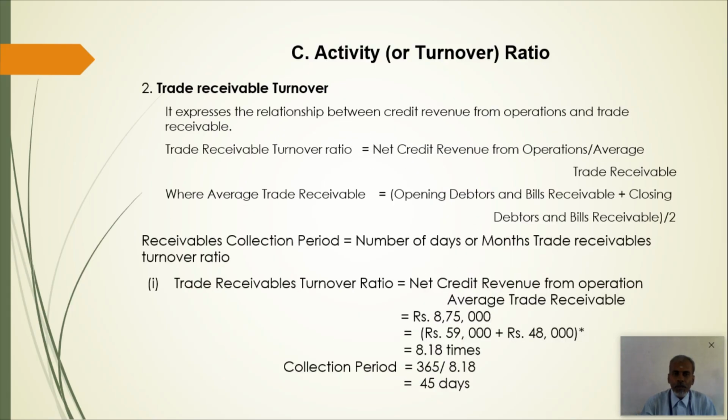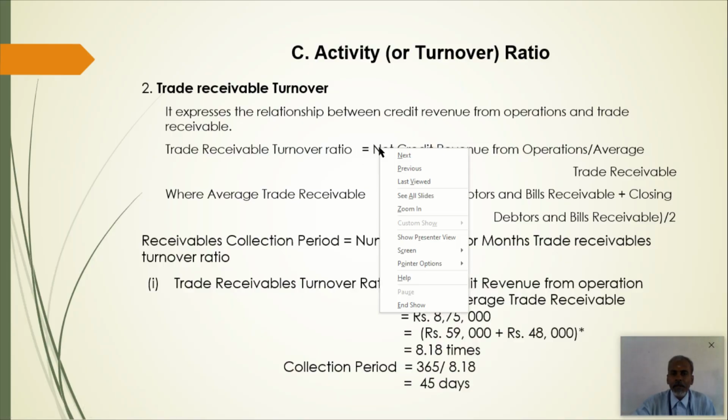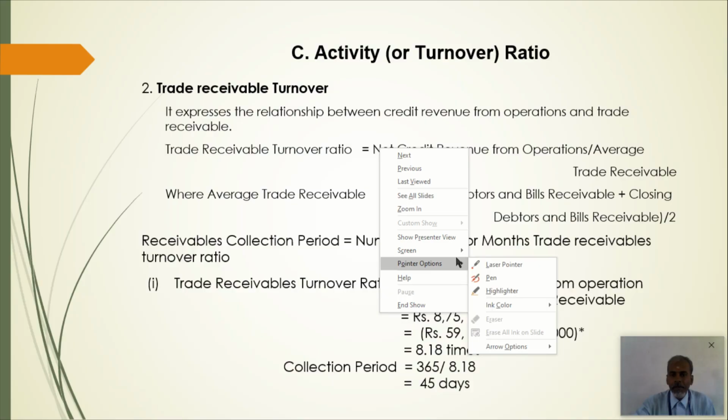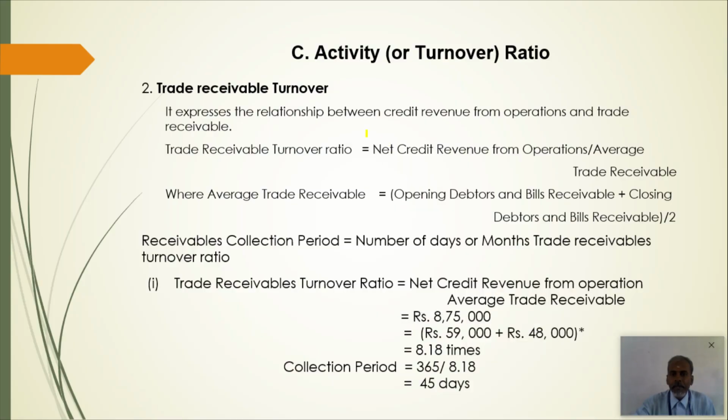We'll move to the next ratio, trade receivables turnover, or you can call it accounts turnover or debtors turnover ratio. You can call it in any words. This ratio expresses the relationship between two terms again. Here it is net credit revenue from operations. It means, as said by me, cost of goods sold. It can be cost of goods sold, and average trade receivables.